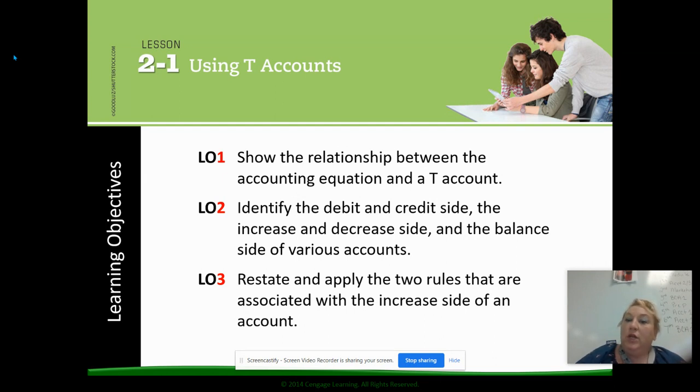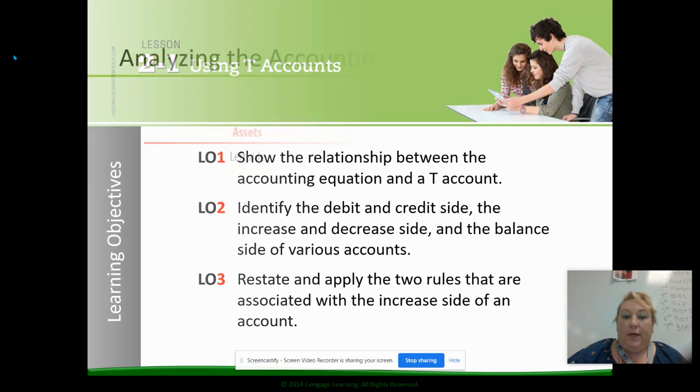So we're going to continue in that area by using those T accounts and really working on that double entry accounting. So making sure that every transaction has two accounts to it. So that's what chapter 2 is.